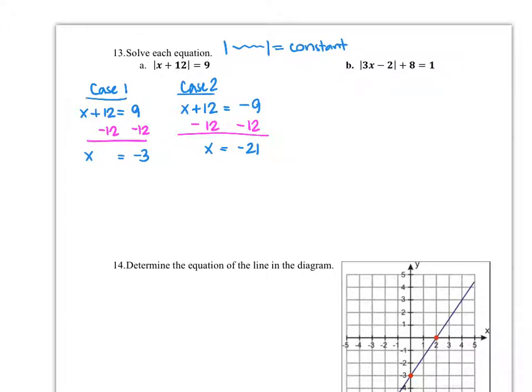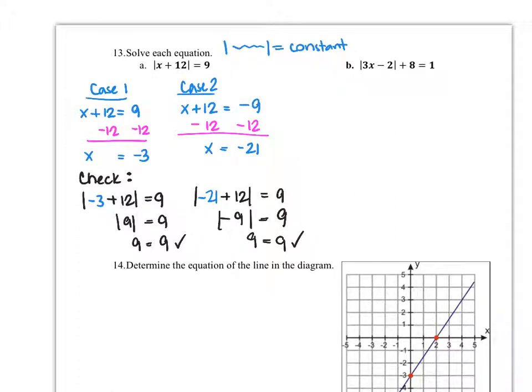So let's do that now. Just a reminder, when we check in the original absolute value equation, which is the one that was given to us in the question, both of these actually do work. So we're going to have a solution set that has both numbers. And there's our solution set, negative 21 and negative 3. Let's see if we can circle this one so it stands out from our work.